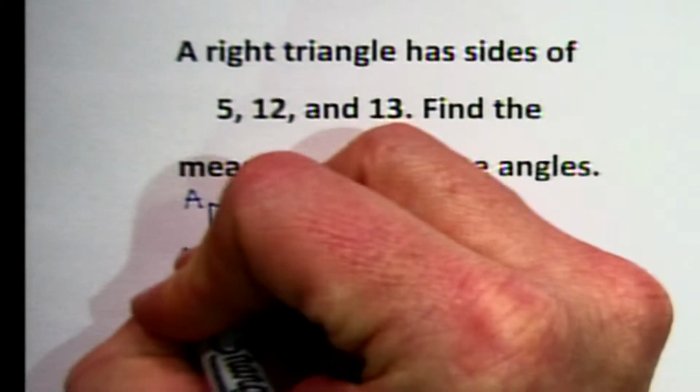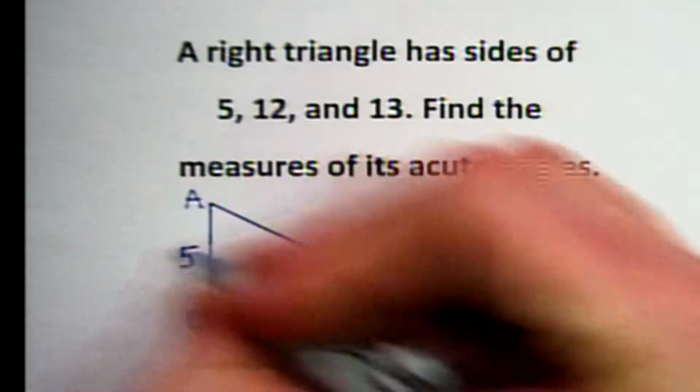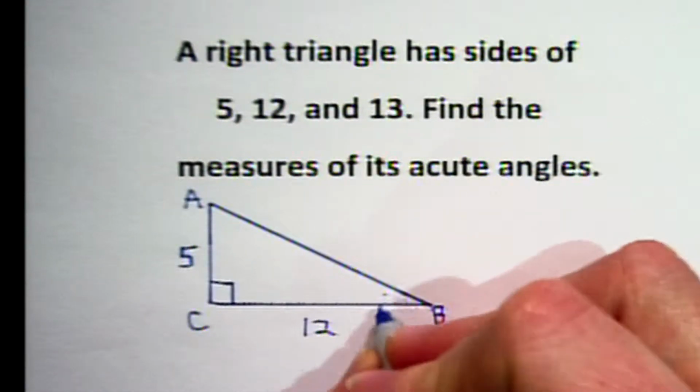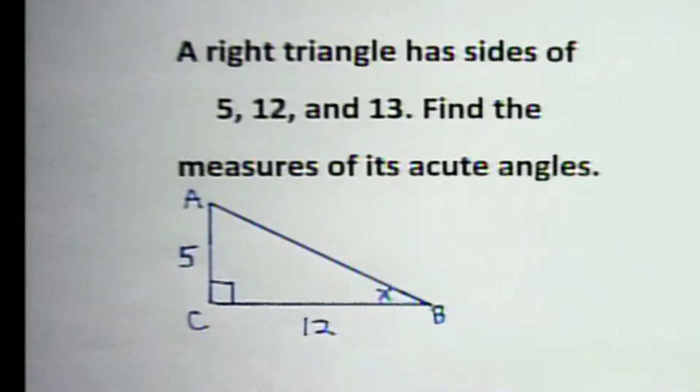Well, we know this side is going to be our 5. This is going to be 12, and our question is, we'll call this down here, what is X? What is that little thing? I always like to call it X. I don't know what it is, but we're going to try to figure it out.